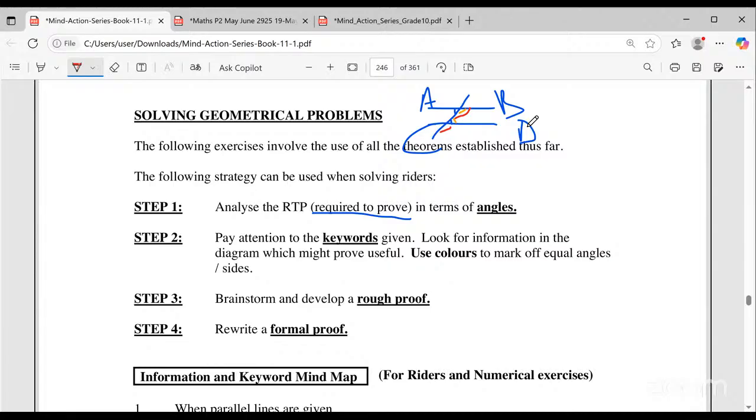Then instead of stating those parallel lines, because you can't state those parallel lines and say AB is parallel to CD, because that's what you are required to prove, you are going to state those equal angles. That's the converse of corresponding angles. Then you can conclude by saying, therefore AB is parallel to CD.